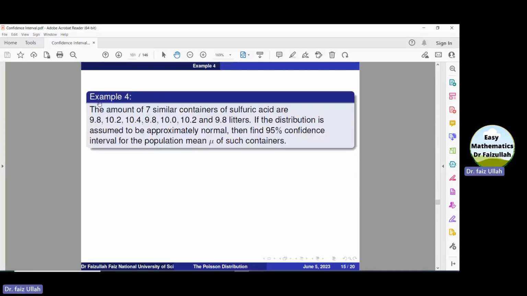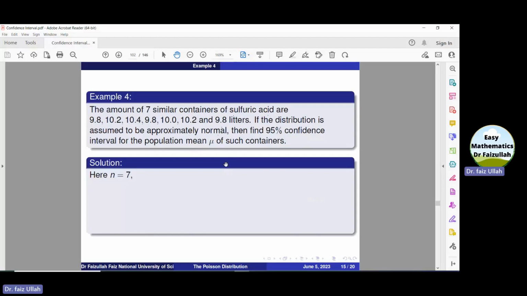Example number 4. The amount of 7 similar containers of sulfuric acid are given by these numbers. If the distribution is assumed to be approximately normal, then find the 95% confidence interval for the population mean mu of such containers. Here we are given that n is equal to 7, and to find x bar we have to add all these 7 values and divide by 7, we get 10.